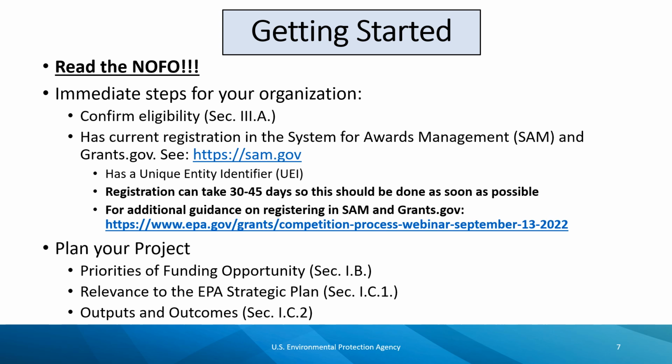Your project must state how it is relevant to the EPA Strategic Plan goals. EPA Strategic Plan linkage information can be found in Section 1C1. As you are planning your project, be sure to consider the potential outputs and outcomes you expect and how those will be identified in your application.